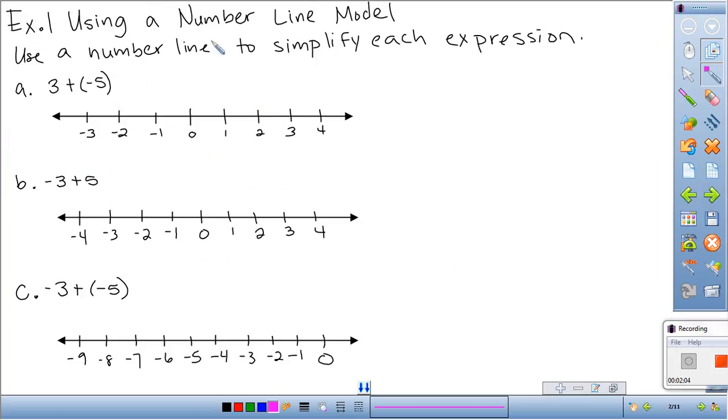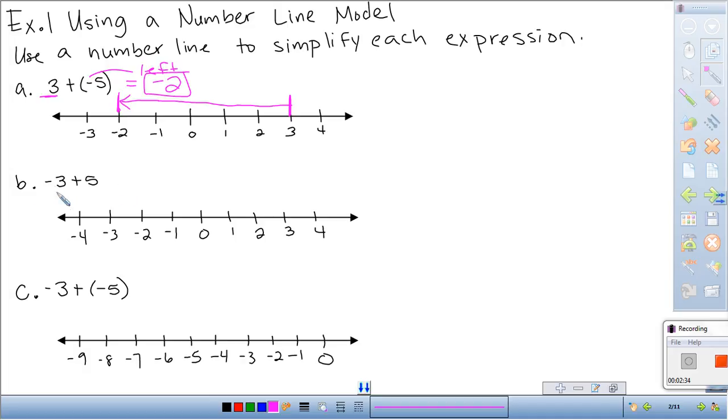Example 1, using a number line model. Use a number line to simplify each expression. We have the expression 3 plus negative 5. Well, 3 is my first number, so that's where I'm going to start, at 3. Plus negative 5, the negative tells me to go left. So I'm going to go left 5 times: 1, 2, 3, 4, 5. Left 5 times brings me to negative 2. So the answer is negative 2.